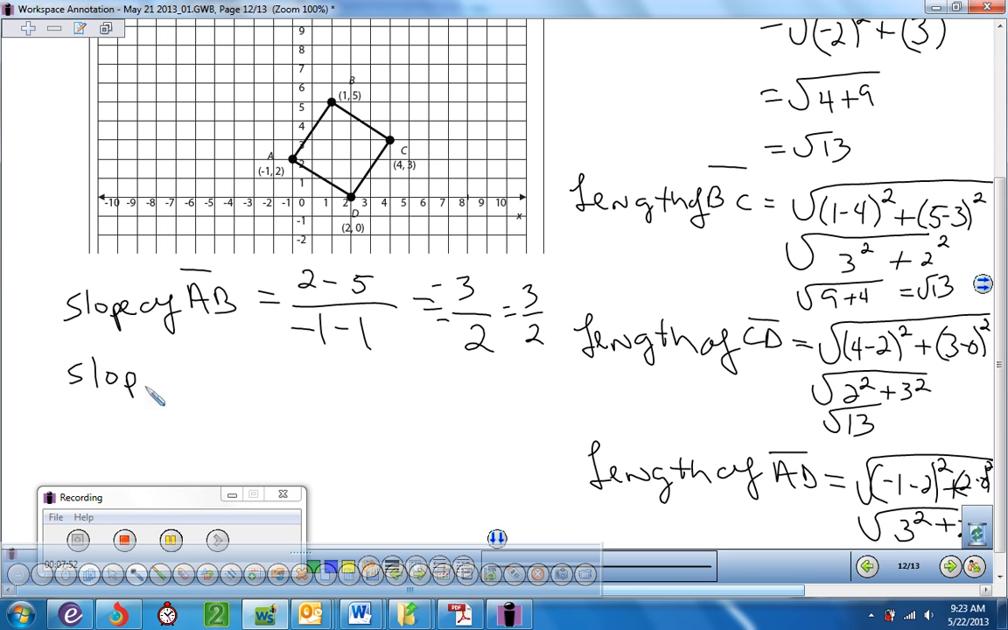Alright, now let's find the slope. Now, these right here have to be perpendicular. So what I'm going to do is go ahead and find this slope, and if this is not perpendicular to this, then we know it's not a square. So the slope AD.